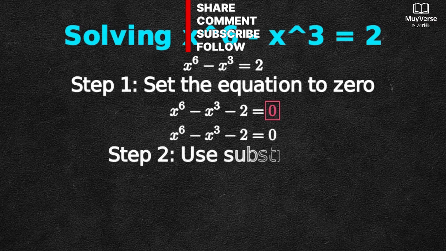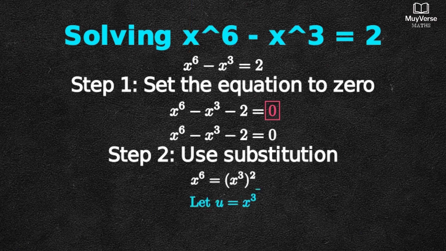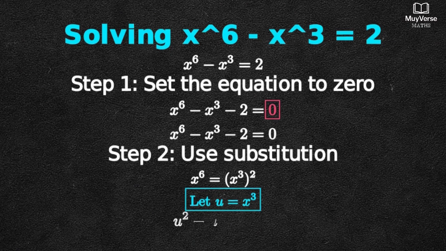Step 2. Notice x to the 6th is the same as the quantity x cubed squared. That means this looks like a quadratic in x cubed. Let u equal x cubed. Then the equation becomes u squared minus u minus 2 equals 0.